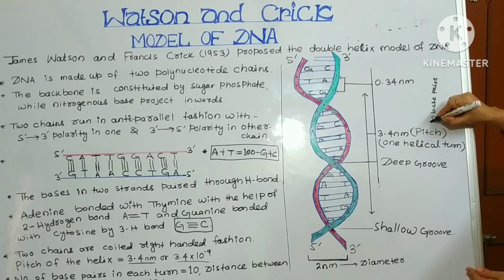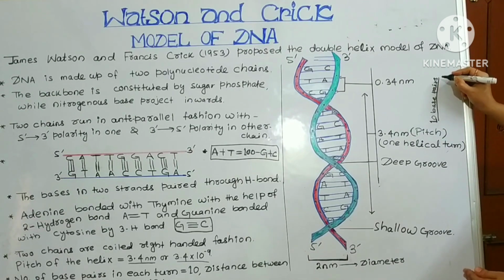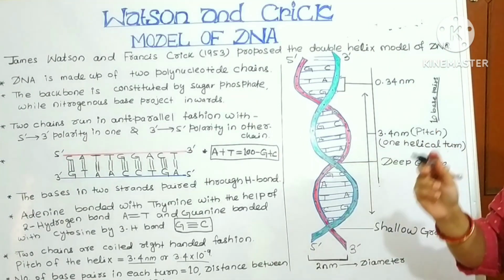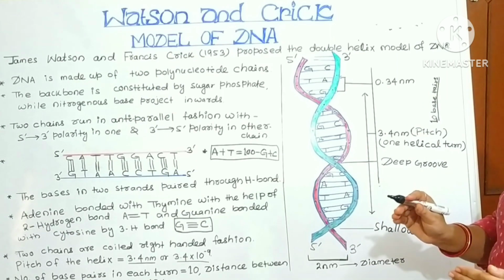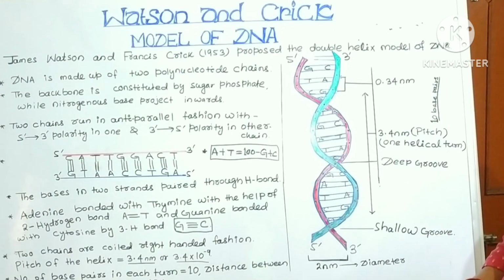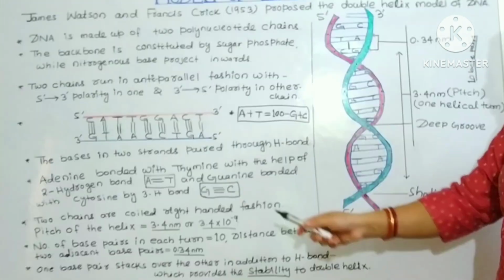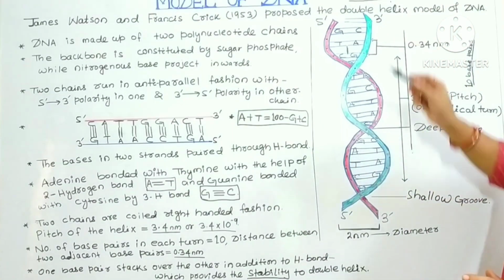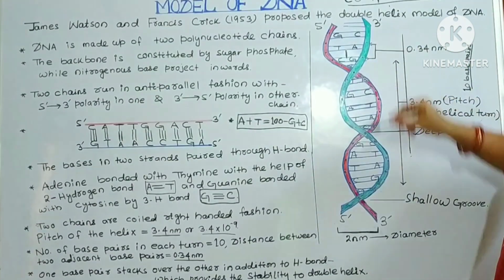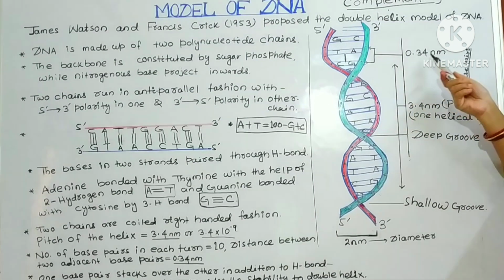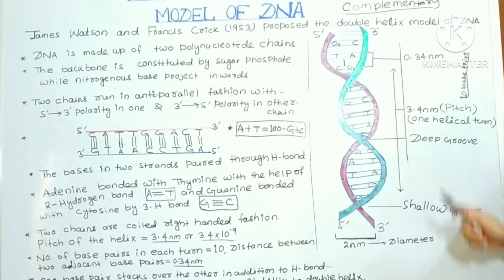Okay, a double helix turn after pairing 10 bases. Okay, clear? Next point. The distance between two adjacent base pairs is equal to 0.34 nm.